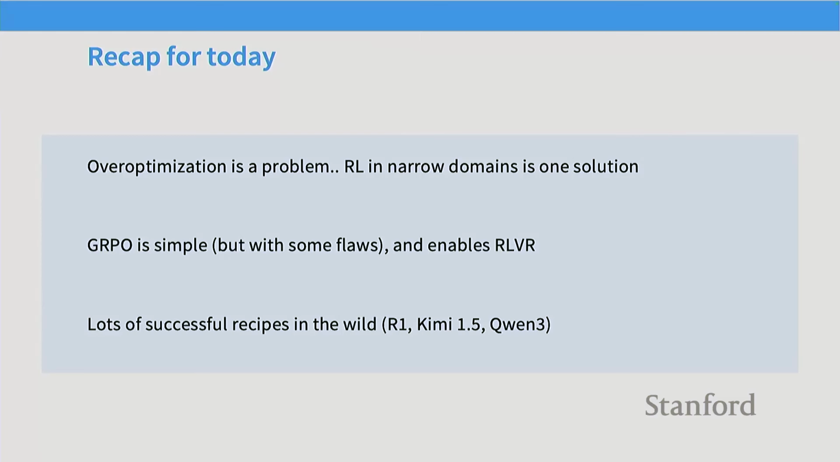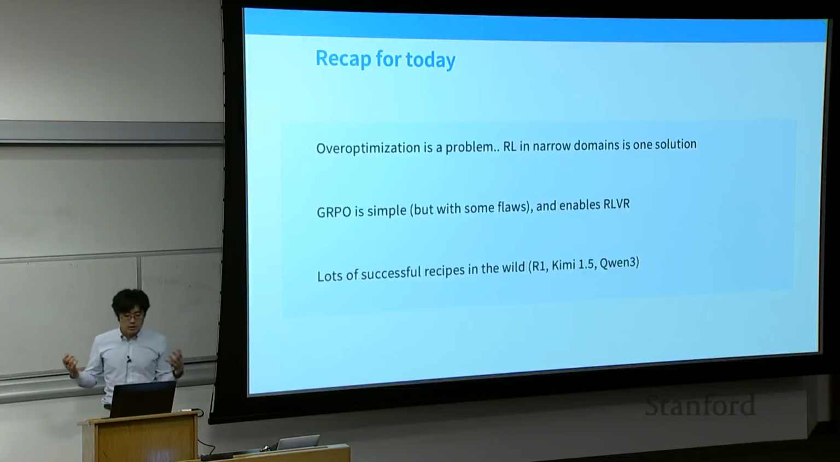And GRPO is one very simple algorithm, and hopefully you all have a sense of, okay, I can just do policy gradients with some good baselines, and that will enable RL on all of these kinds of verifiable reward domains. And then finally, there are lots of successful recipes in the wild, and hopefully now you've seen what's in common, what's different, what implementation tricks matter.